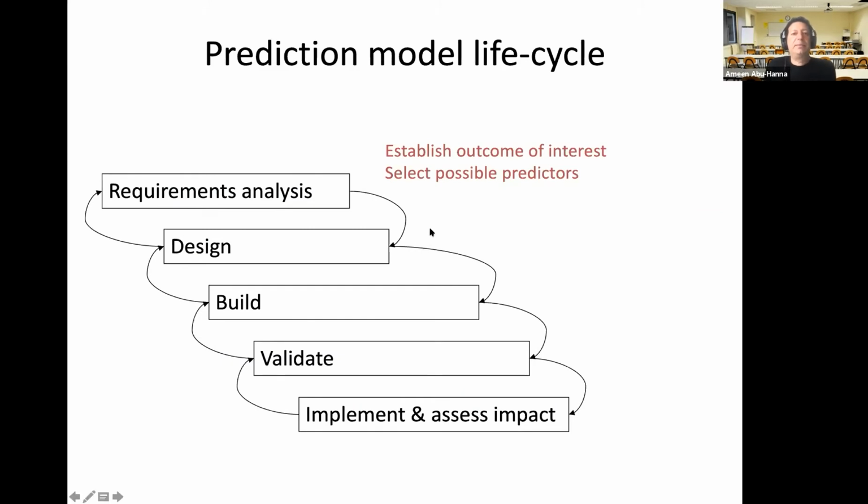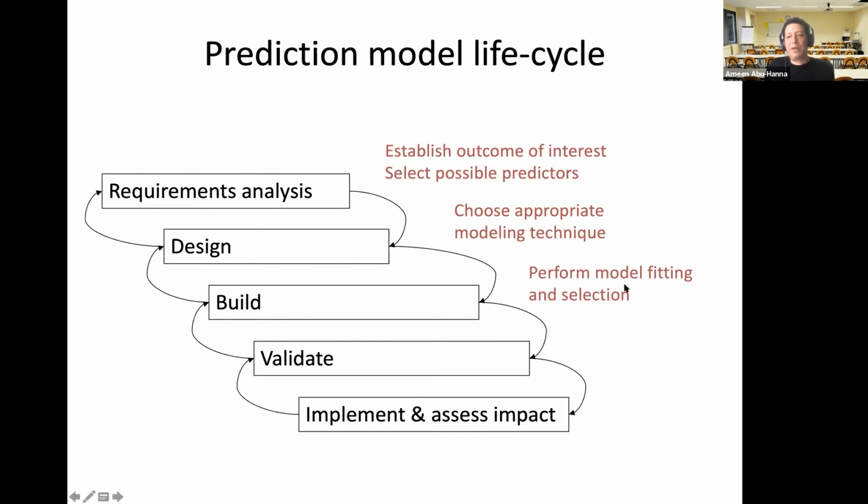Okay, let's take a moment and look at the life cycle of a prediction model. There are different ways to look at it, but one is the software engineering life cycle, where you have requirements. In our case, that means establishing the outcome of interest, what you want to predict, and selecting possible predictors. In the design phase, you choose appropriate modeling techniques. For example, you say, I'm going to use a neural network or a logistic regression or a decision tree. Then you develop your model by fitting it, and there will also be some model selection.